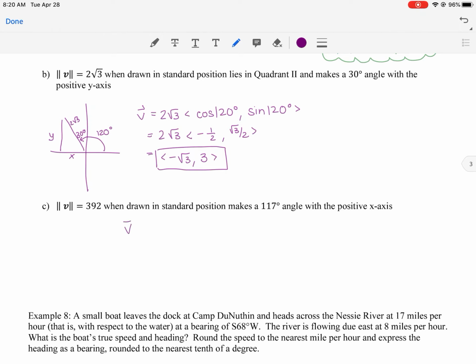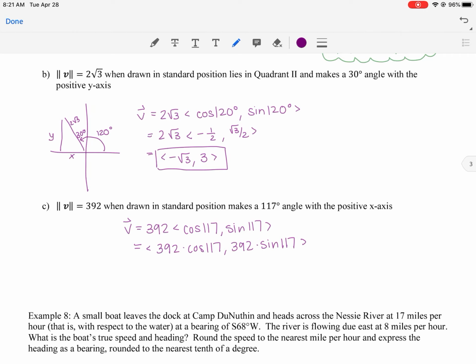Okay, last but not least, if we want to just go straight to the shortcut here, although you could draw it, it looks like a similar picture to up above, where it's in the second quadrant, the angle is 117, but the hypotenuse is a lot longer, it's 392 this time. We're going to take that magnitude of 392 and do cosine of 117, sine of 117. Since we're going to approximate, I'm going to write it as 392 times cosine of 117 and 392 times sine of 117. At this stage, it's simply plugging in your calculator, right?